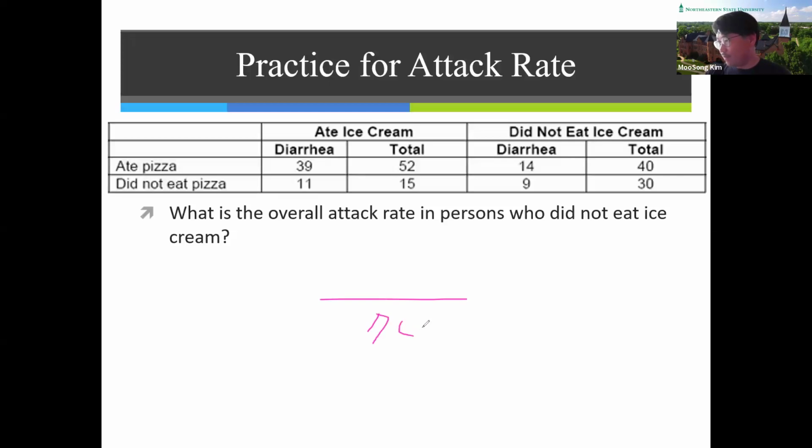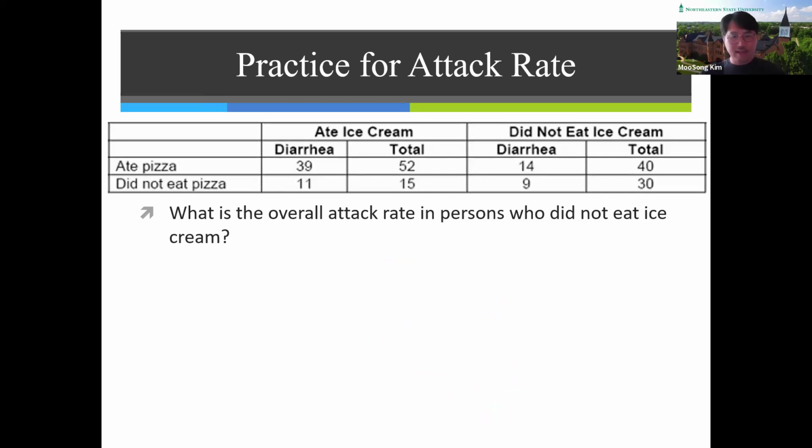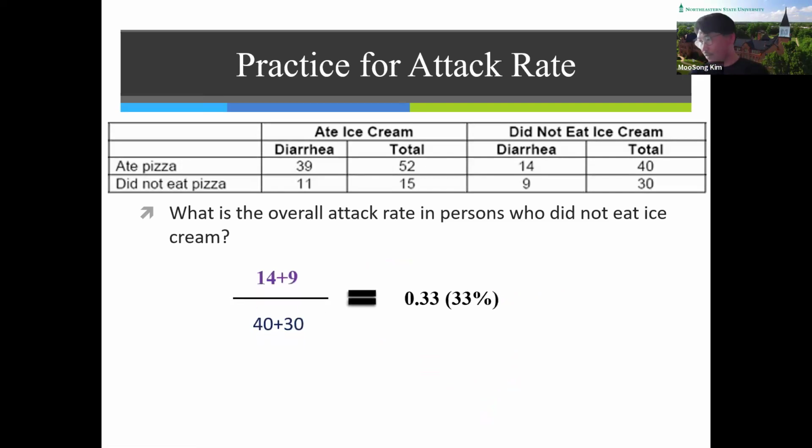So 70, right? And then how many people who did not eat ice cream developed the disease? 14 plus 9, 23, right? Times 100, you can get 33 percent, right? So that is the attack rate in persons who did not eat ice cream. Okay, next question. You got this.